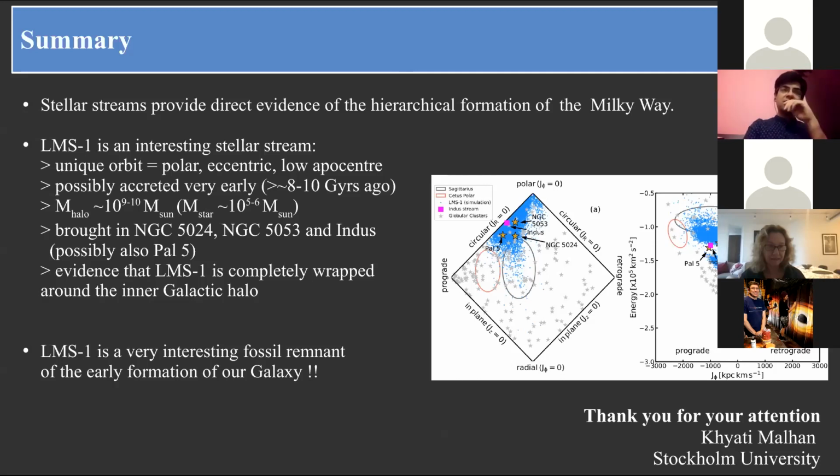Also, we found evidence that LMS1 is completely wrapped around the inner galactic halo. So it's quite an interesting structure and would be very interesting to model in more detail in future. And all of these properties of LMS1 seem to make it a very interesting fossil remnant of the early formation of our galaxy. And with that, I'll thank you very much for your attention.